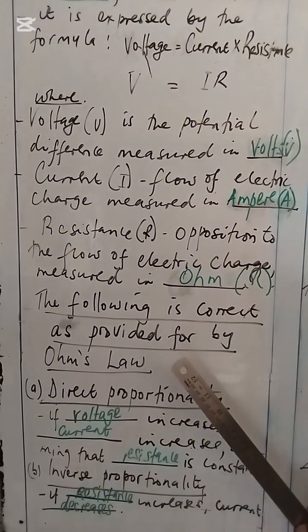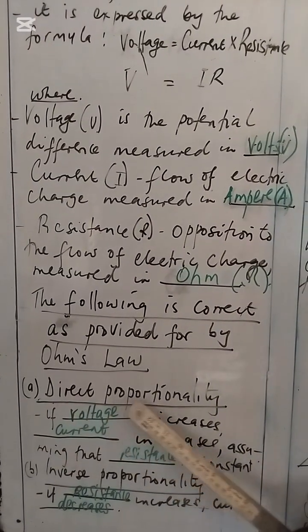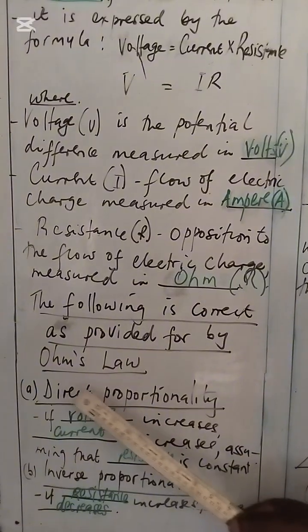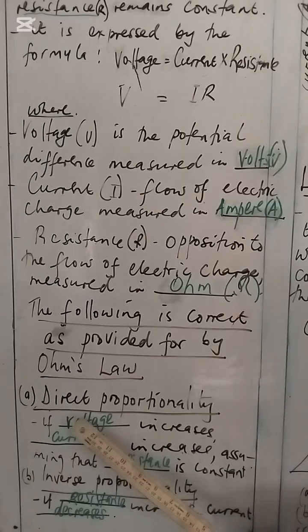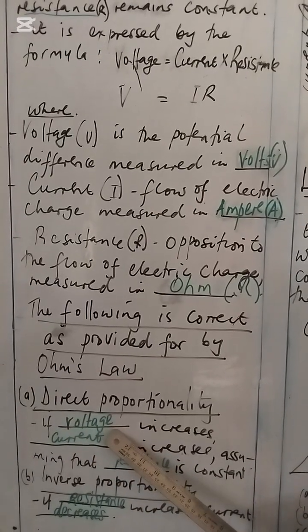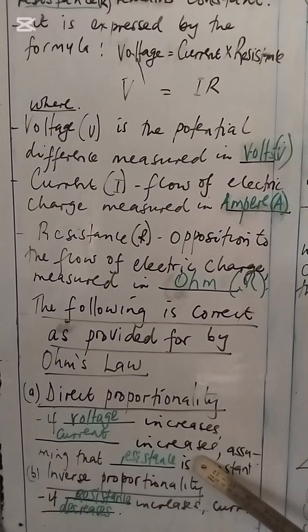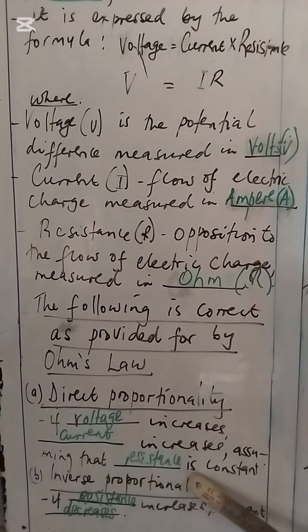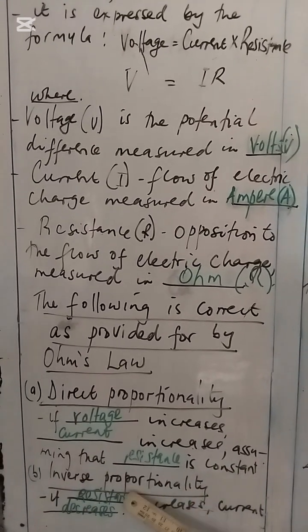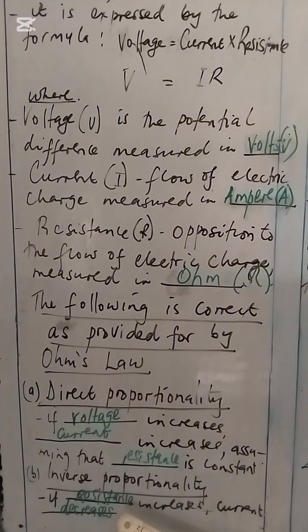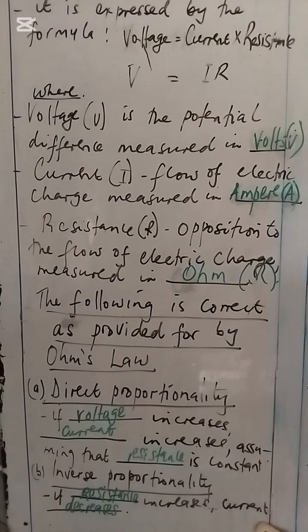Then the following is correct about Ohm's law. There is a direct proportionality or a direct relationship between voltage and current. If you increase voltage, automatically current increases, but assuming that resistance is constant. There is also an inverse relationship between resistance and current. If resistance increases, then current decreases.